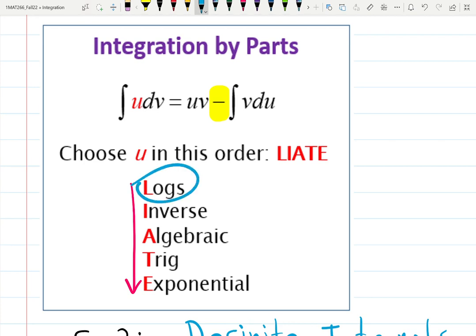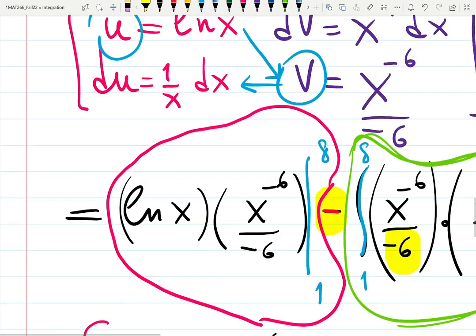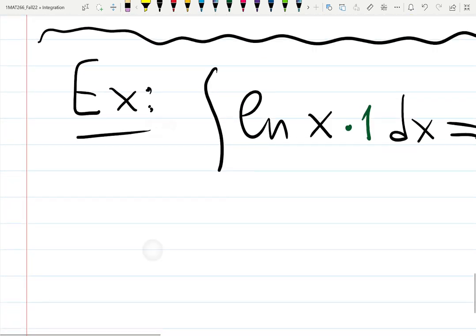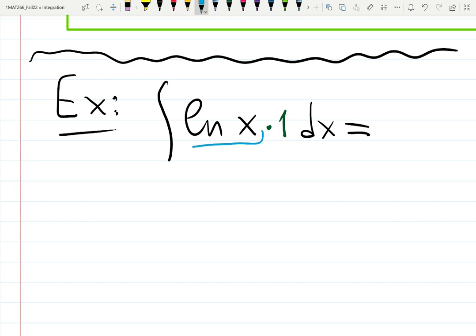If you see log, guess what? Just use that to be u. So convenient. It's like the best helper ever. I see log and an algebraic function, which is 1. And that's why I'm choosing u to be log, because of LIATE. Let's put integration by parts, just to make sure we know this.